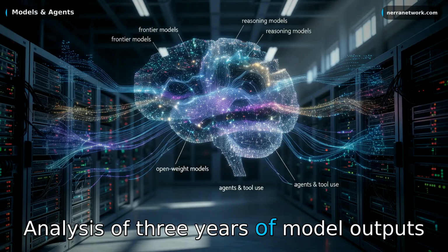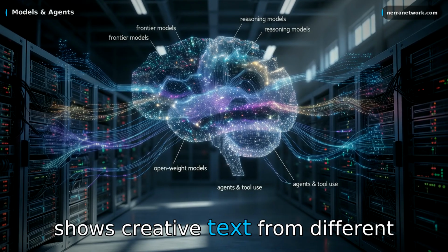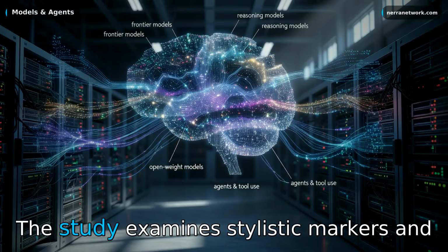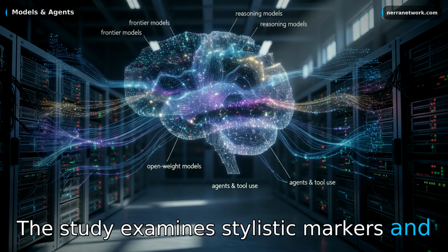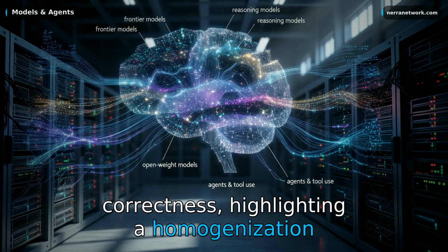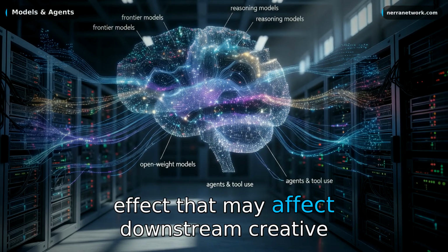Analysis of 3 years of model outputs shows creative text from different providers converging in style and structure. The study examined stylistic markers and structural patterns rather than factual correctness, highlighting a homogenization effect that may affect downstream creative applications.